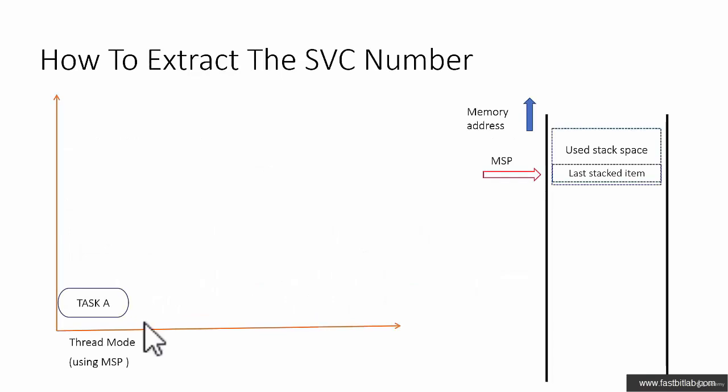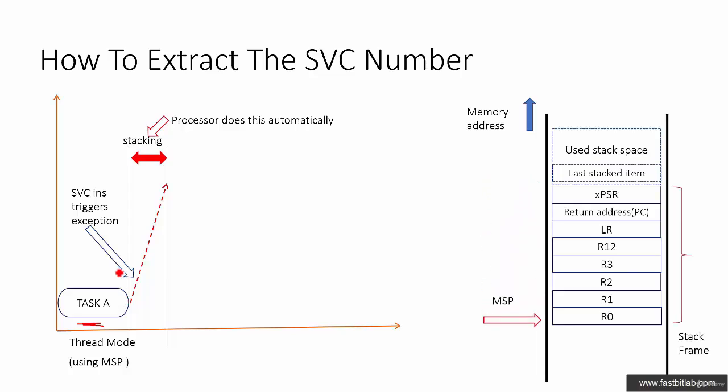Let's say that is a task or your thread level code which is running, and you execute the SVC instruction. At this point, the SVC instruction is executed, and that triggers the SVC exception immediately, isn't it? This is stacking. A stack frame will be stored in the stack memory, which is pointed to or traced by the MSP. After that, what happens? SVC handler runs. This is thread mode, this is handler mode.